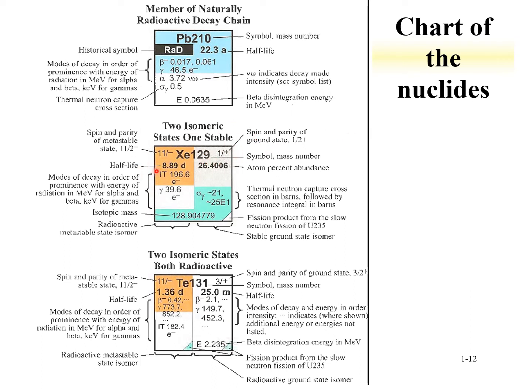So this is a metastable state, ground state, so metastable state, spin and parity, half-life, decay modes, ground state, spin and parity. This is stable, so this is the atomic abundance. And then two isomeric states that are both radioactive, so tellurium-131. The metastable state, spin and parity, 11 halves minus. Ground state, 3 halves plus. The half-life of each state, and then the other data as we discussed.